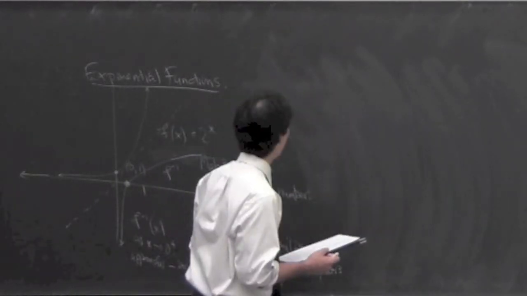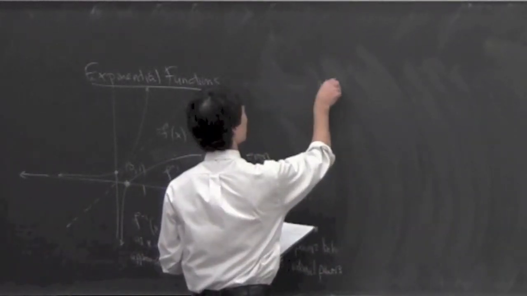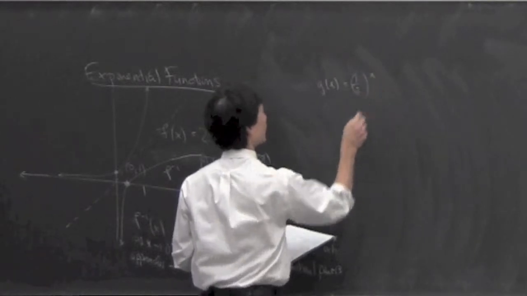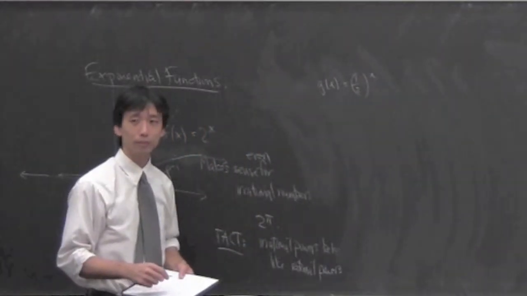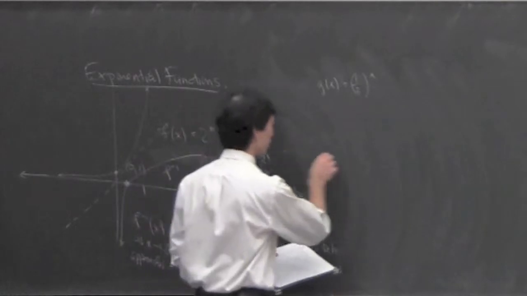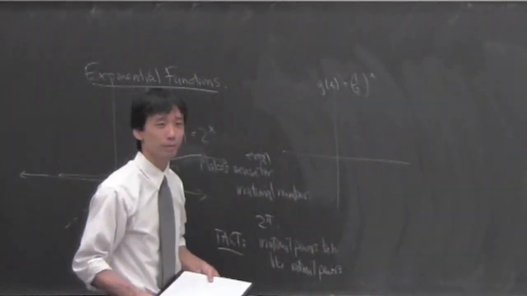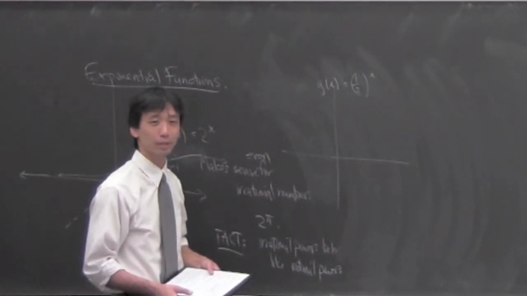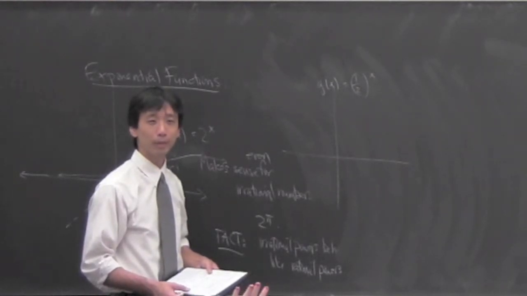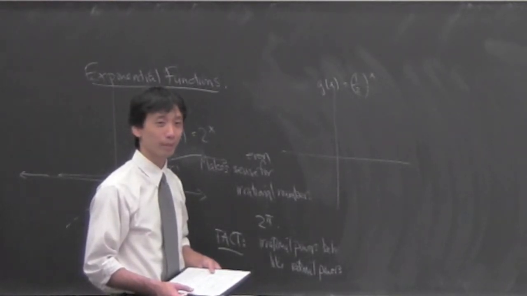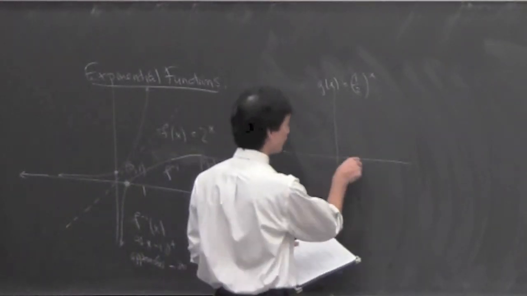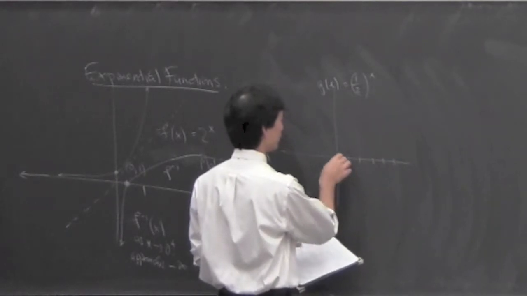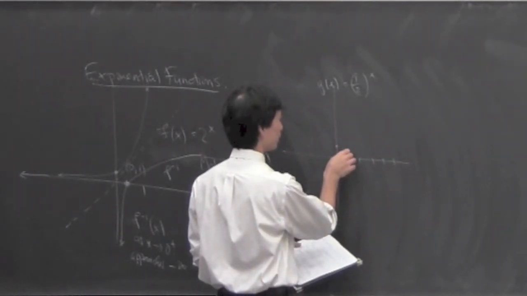Let me ask you this. What if I look at the function g of x equals (1/2) to the x? What does that function look like? Can anyone tell me right now? Carol? Well, isn't it going to be decreasing? Okay. So the y-intercept is 1, and then it's going to go down.